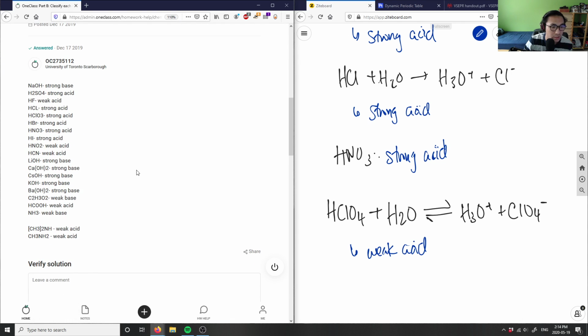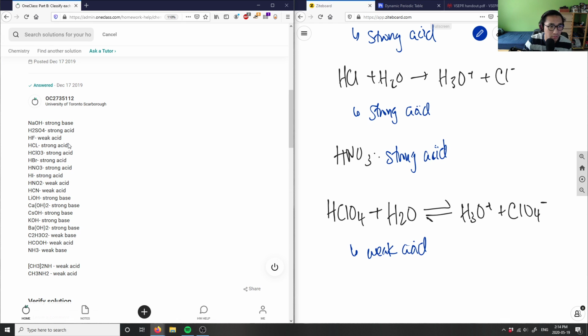Let's check my answers here. So it says here, I don't know what order they put it in, but HBr is a strong acid, which is good. HCl is a strong acid, that's good. HNO3 is also a strong acid, that's good. And HClO4 should be a weak acid. HClO4, where do I see this?